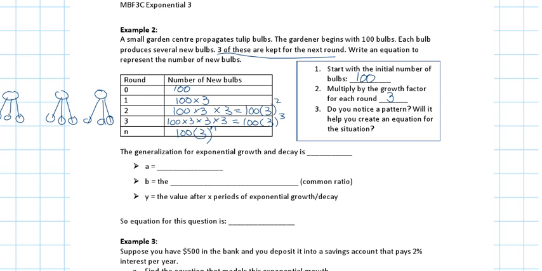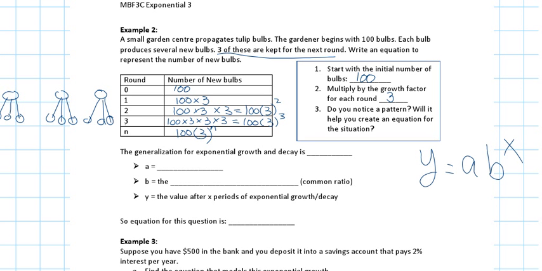100. What's my growth factor? 3. Does this look like y equals a b to the power of x? Yep. What is your a? 100. What's your b? 3. Remember I told you, if your initial value changes, then a is going to be different than 1. In this case, I'm not starting with 1 bulb, I'm starting with 100 of them.